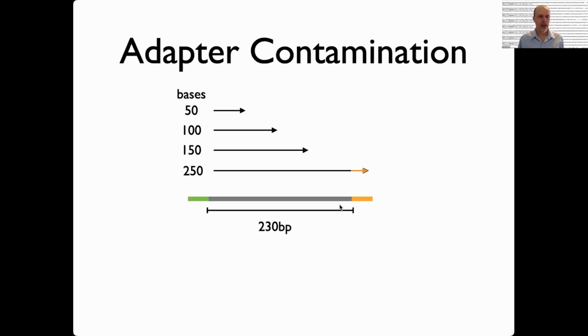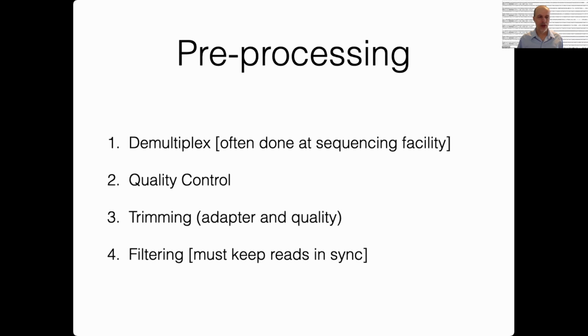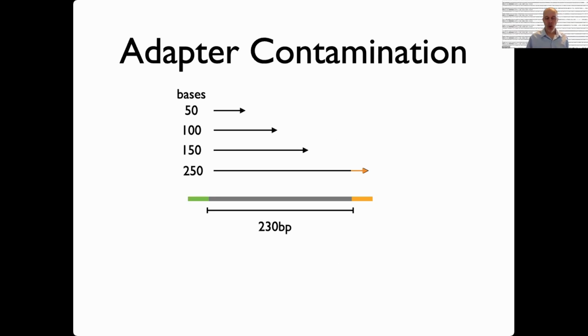Trimming is basically removing parts of reads because there's some problem with those parts. And filtering is actually throwing out whole reads altogether. So they're similar, but slightly different.